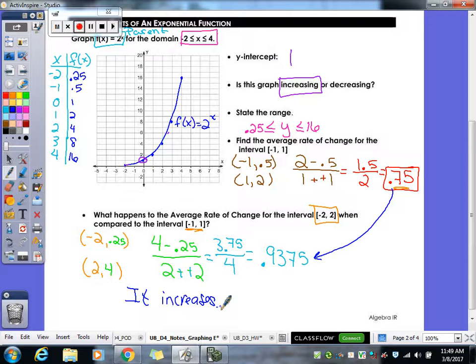If I had a decreasing graph, what do you think would happen to it? It would have gone down. So it does exactly what the graph does. Now, if we had our linear one, that wouldn't change. It would have been the same average rate of change no matter what part of the graph we looked at.